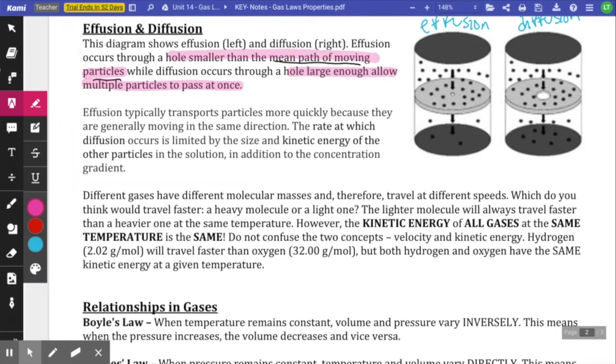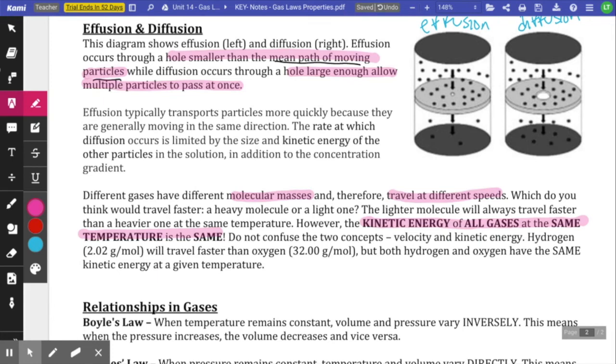Now, guys, different gases have different molecular masses, and so they travel at different speeds. So what do you guys think is traveling faster, a heavy molecule or a lighter molecule? Well, the lighter molecule is always going to travel faster than a heavy one. However, the kinetic energy of all gases at the same temperature is the same. Velocity, how fast a particle is traveling, is not the same thing as kinetic energy. Hydrogen, which is very light, is going to travel faster than oxygen, but they still have the same kinetic energy. So velocity and kinetic energy are not the same.